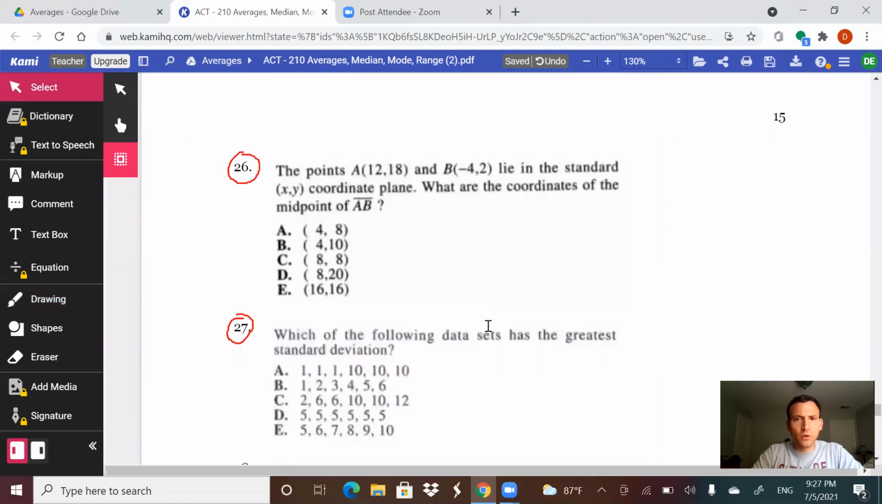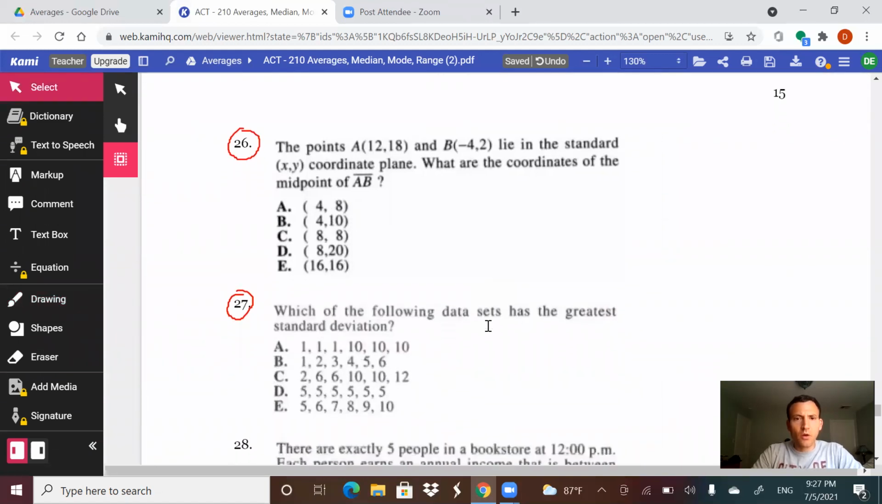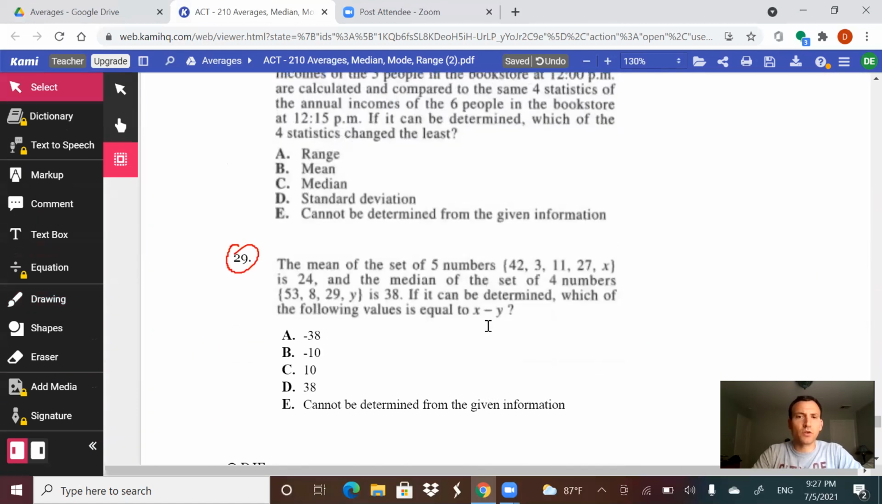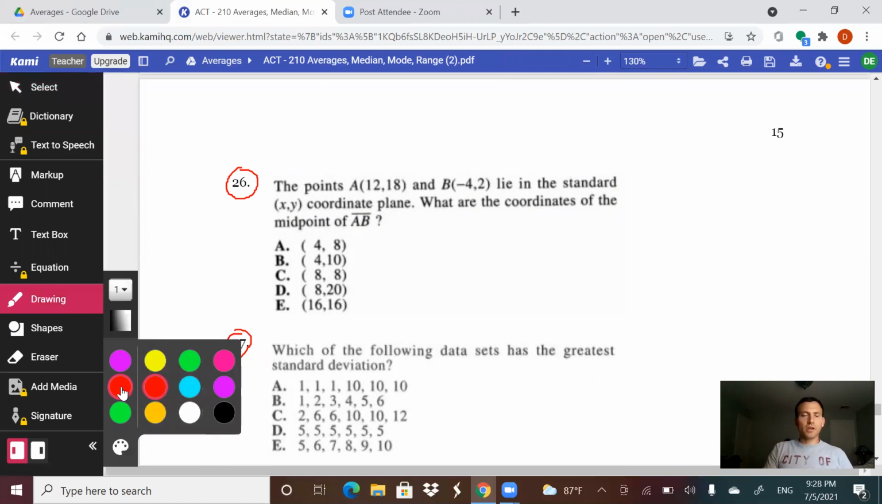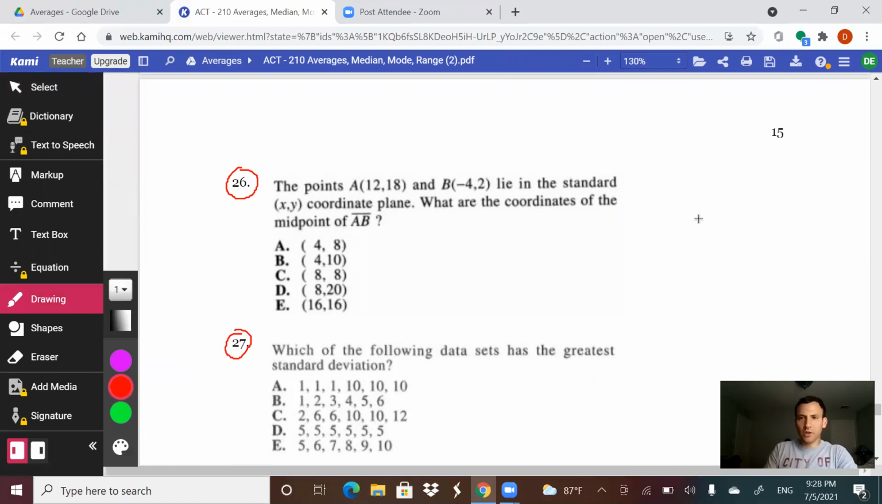Let's do, we'll do 26, 27, and 29. We can hit these ones pretty quickly. Okay, I'm going to draw out 26. Anything that's in an XY coordinate plane, it always helps to draw it out. And then I'm going to explain why I put this on the average worksheet.